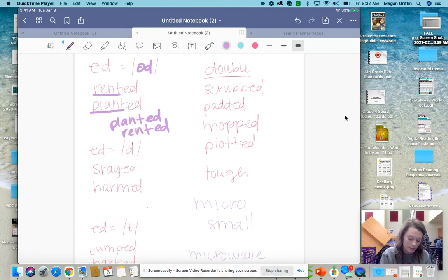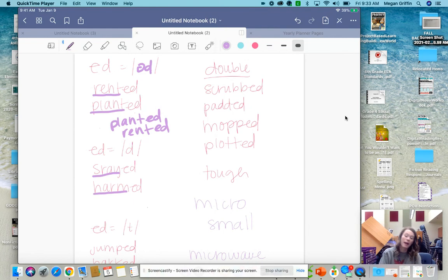Now, sometimes you're going to have ed, and it's just going to make the d sound, okay? So our base word here is spray, and I'm hearing sprayed, sprayed. I'm just hearing sprayed, sprayed, okay? I'm hearing that d sound on the end, sprayed. And then I'm hearing this word here, base word is harm, harmed, harmed.